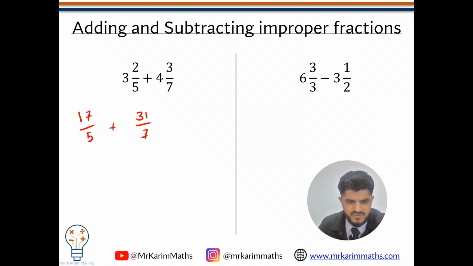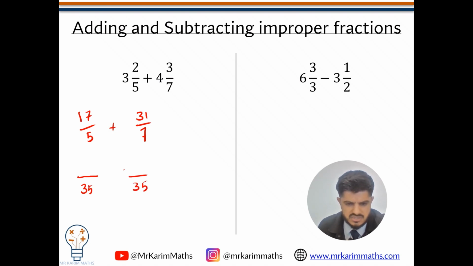Now, we're faced with that same problem as before, where the denominators are different. So our task is to make them the same. So think about 5 and 7. The lowest common multiple of 5 and 7 is 35. So I'm going to now write my new fraction out of 35 and out of 35.